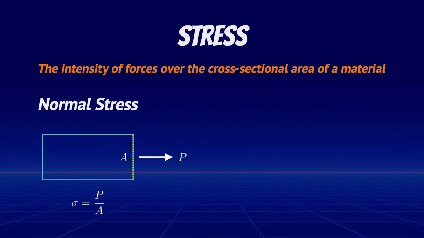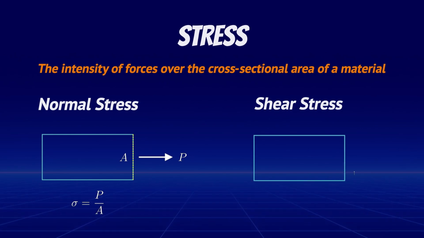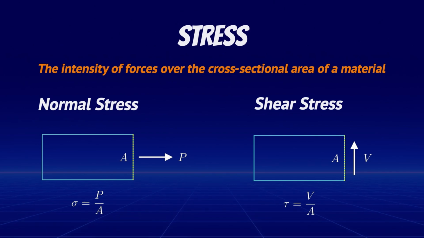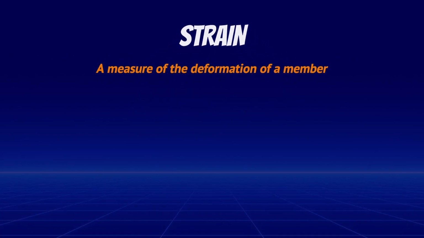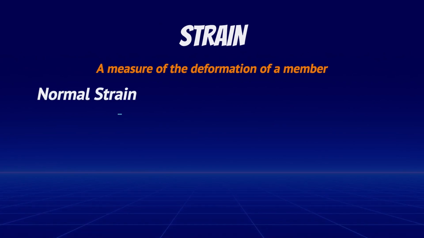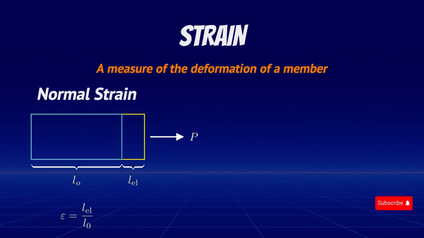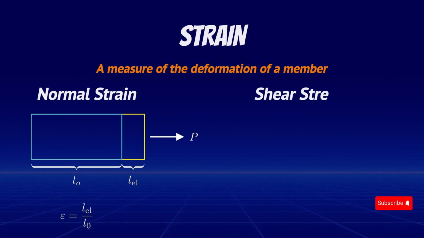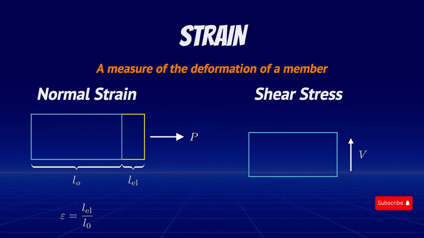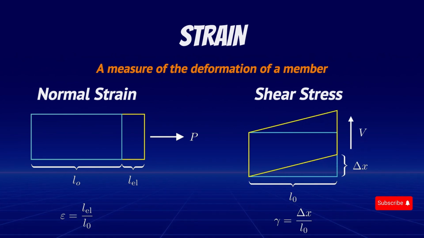Another type of stress is shear stress. Shear stress occurs when forces or their components are parallel to the cross-sectional area of a material. Shear stress is typically denoted by the Greek letter tau. Strain is a measure of the deformation of a material. Like stress, strain comes in various forms. For instance, normal strain is the deformation experienced by a member under axial loading. This strain is expressed as the change in length per unit length. Shear strain refers to deformation caused by transverse forces. For the purpose of studying stress-strain diagrams, we will focus on normal stress and normal strain.